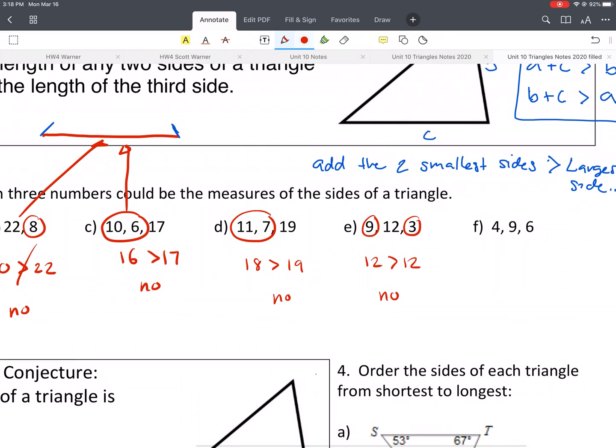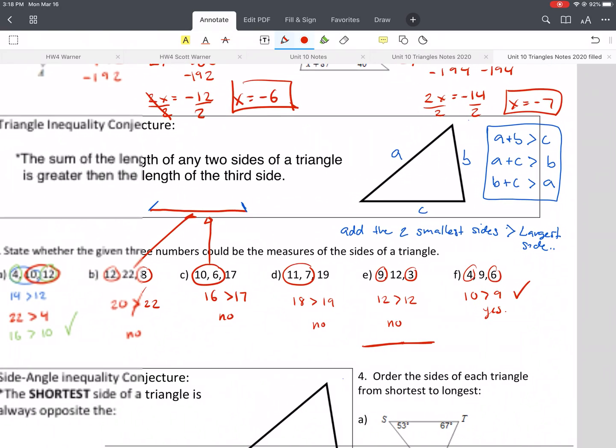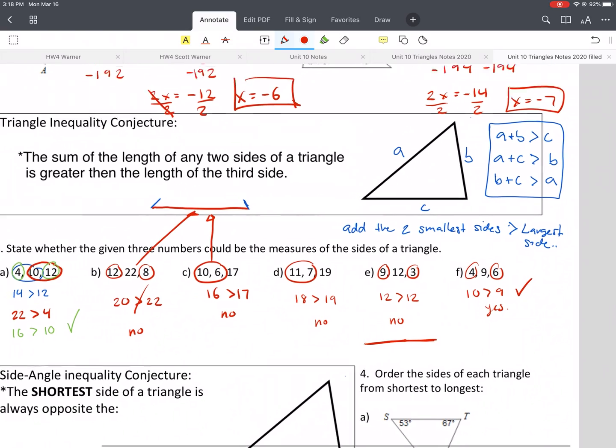If it was the same length, then it would look something like this. We would have a long line, and then two other lines that are right on top of each other, and that wouldn't make a triangle. Triangles have to have an area. And then the last one, we'd add the two smallest. That gives us 10. Is 10 greater than 9? We would say yes. So that is the triangle inequality conjecture.